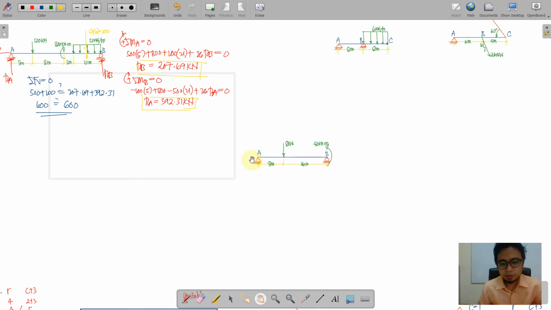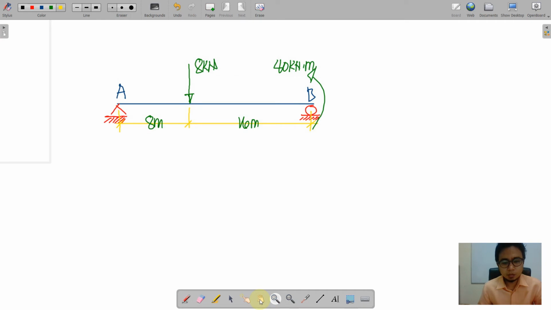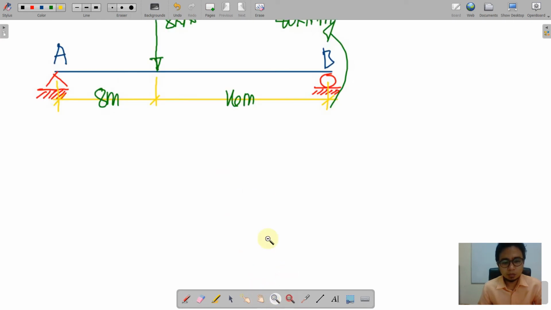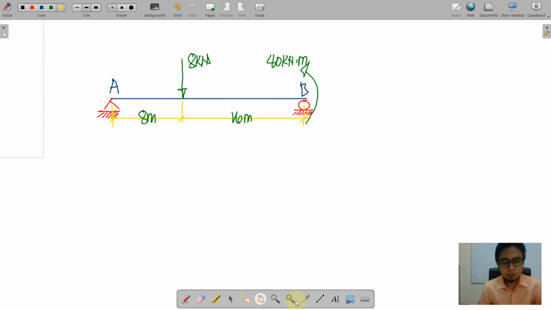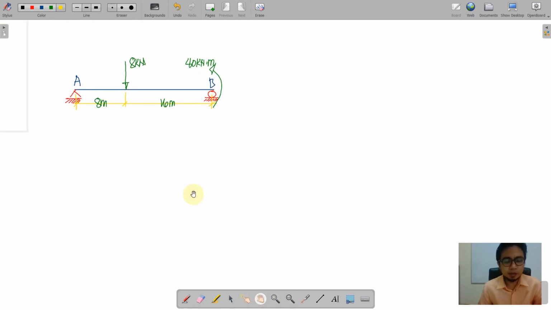So next problem, we have a simply supported beam this time. Anyway, we'll just place there. Of course, this is obviously 0. And then this is RA. And this is reaction at B.